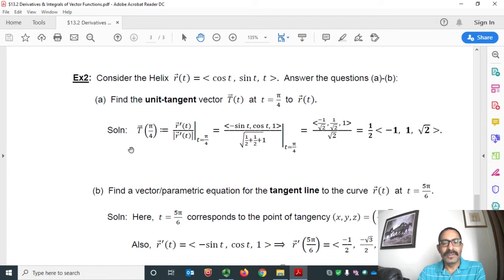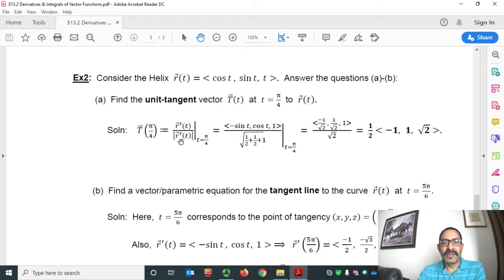Begin the solutions. The unit tangent vector at pi over 4 is equal to r prime t over the magnitude of r prime t, evaluated at t equals pi over 4. Let's find r prime t. Let's find its derivative. We take the derivative component-wise. Cosine t's derivative is minus sine t. Sine t's derivative is cosine t. t's derivative is 1.